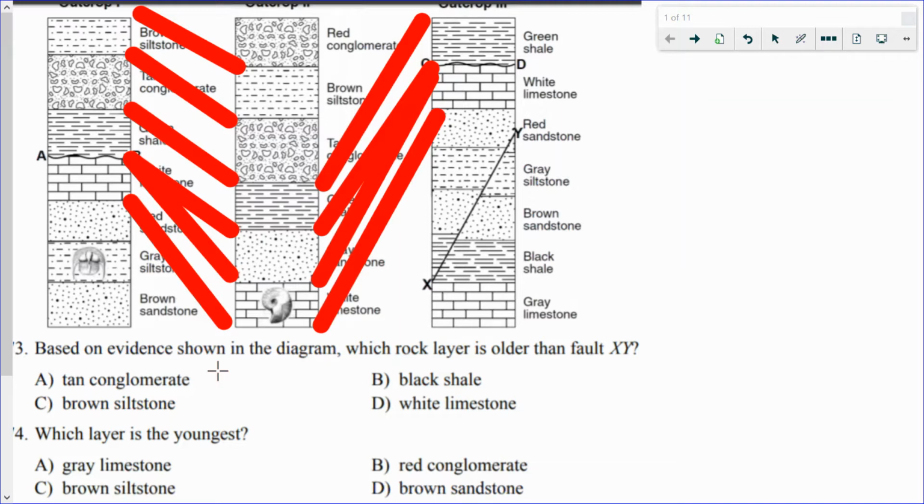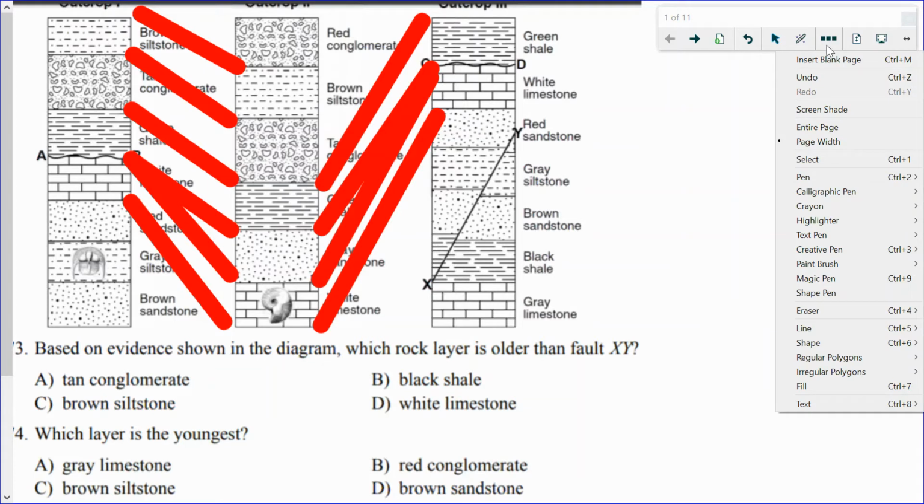Older than fault XY, it's got to be something that was below it. So I would pick these for options. Gray limestone, I don't see it. Black shale, yep, that's an option. That must be older because it got cut. So it must have been there first. See if my pen will work here.